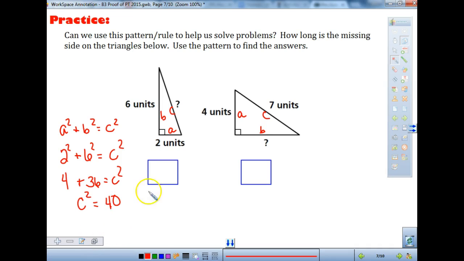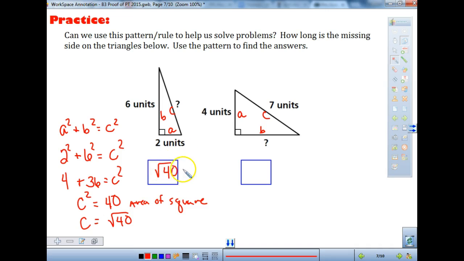We are not done with the problem. It does not say find the area of this square, which is 40. It says find the side length. So remember, this is the area of the square. So when we thought about our homework, and we did this in the last unit, if we have the area of the square, what is the side length? Square root 40. And we are going to leave our answer as square root 40.